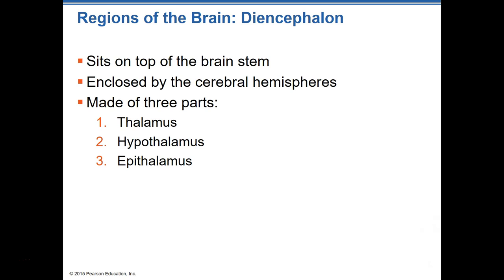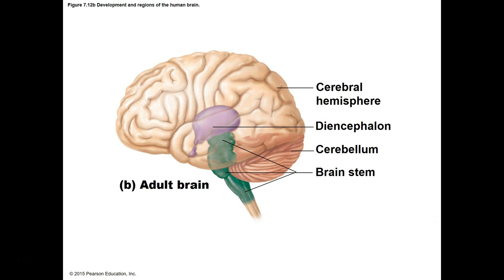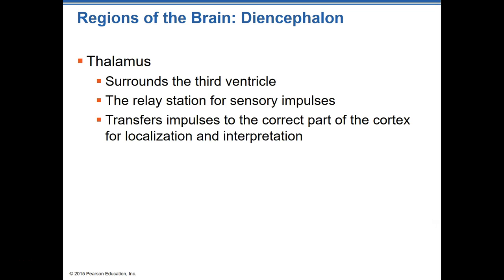Okay, the diencephalon sits on top of the brain stem. It's enclosed by the cerebral hemisphere, so it's inside of the brain. It's deep down in there. Three parts: the thalamus, hypothalamus, and epithalamus. These are regulatory parts of the brain predominantly that have a lot to do with what goes on within the body. And we can kind of see that there.